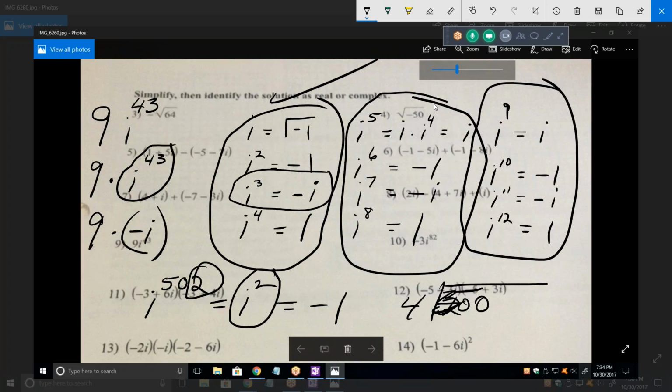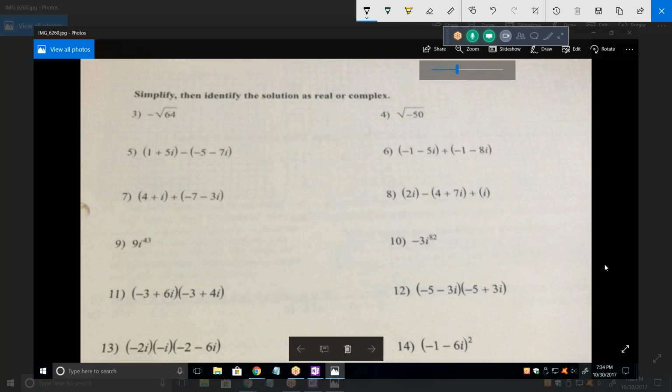So with 10, would that be a different thing because negative? Or would I just like... Let me look at 10. No, that's the same thing. So divide the exponent by 4, what's your remainder? The -3 doesn't have anything to do with it yet. 2. Okay. 2 the remainder? So what's i squared equal to? -1. Correct. So that's the first part of the answer. And then it's -3 times -1. So what's the final answer?